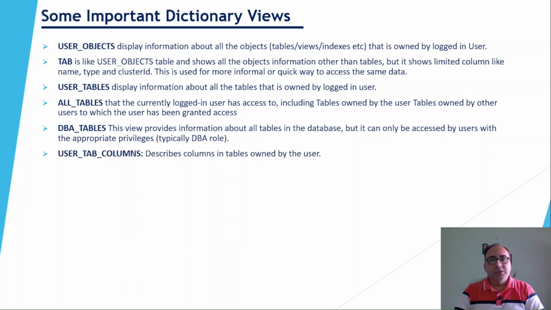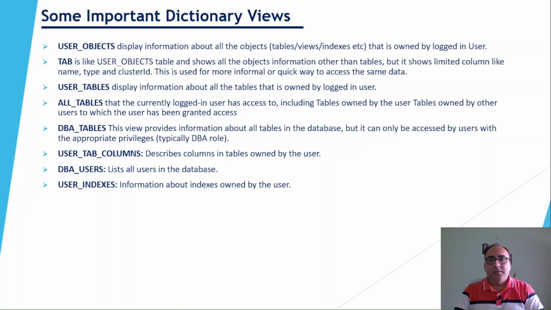Next we have user_tab_columns. This basically describes columns within a table owned by the user. So using this particular view, we can see the different columns for a particular table. Next we have dba_users. This provides a list of all users within the database. Next, we have user_indexes. This provides information about indexes owned by the currently logged in user.